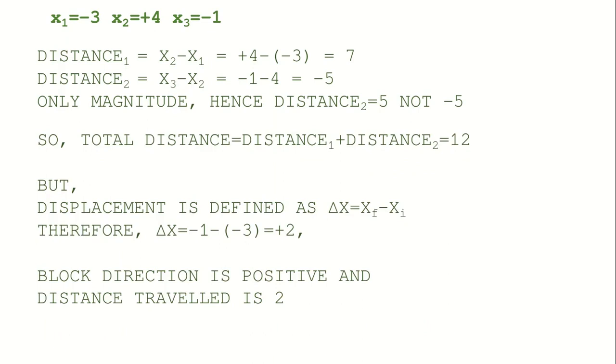Now the real power of displacement shows when dealing with this kind of complicated situation. We take, by definition, only the initial and final positions. Therefore, the displacement will be just plus 2, in the positive direction.